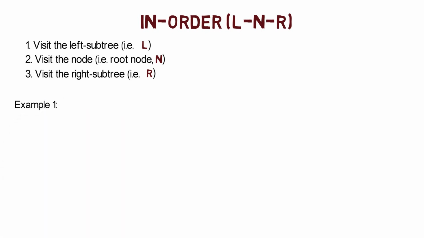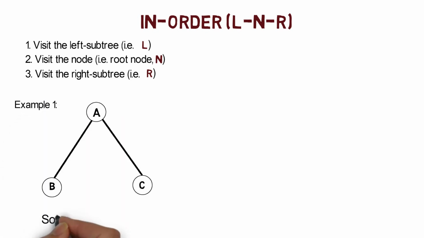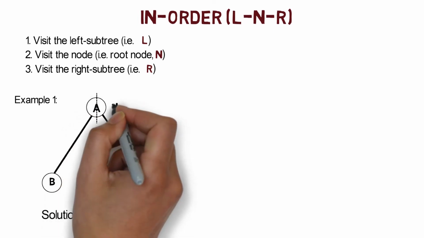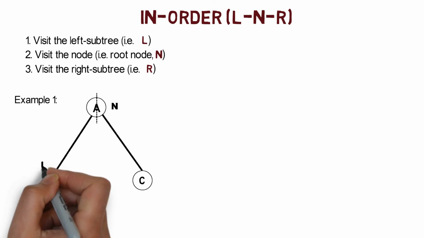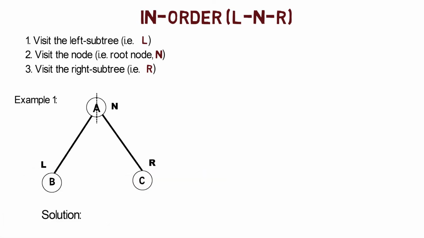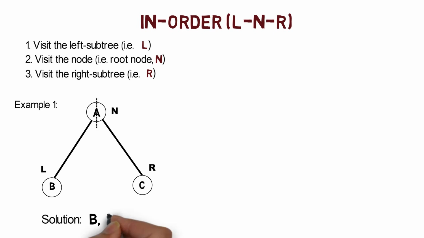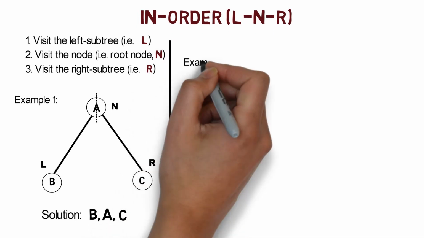Example 1. Just like we had in our previous example, A is a root node, B is the left subtree, and C becomes the right subtree. Therefore, to traverse this simple tree using InOrder Traversal, we begin from B to A and then to C. Quick and simple. Let's go to example 2.